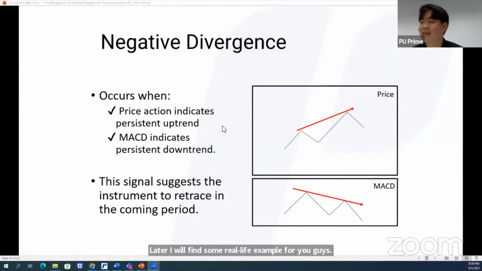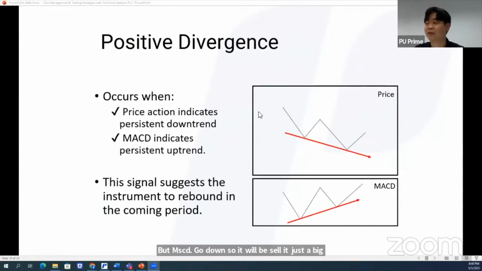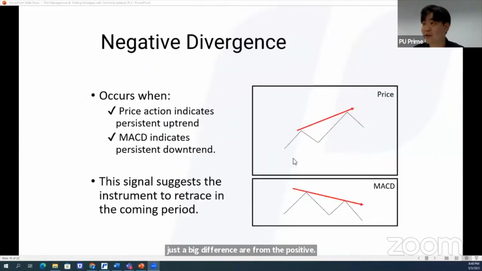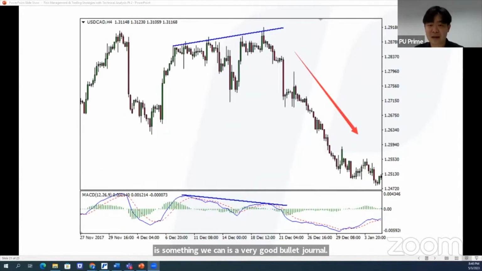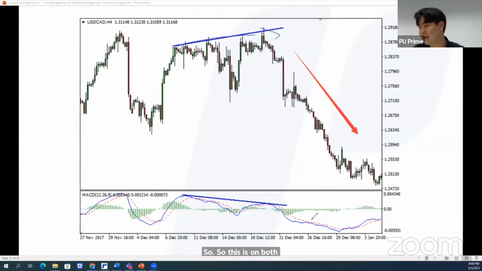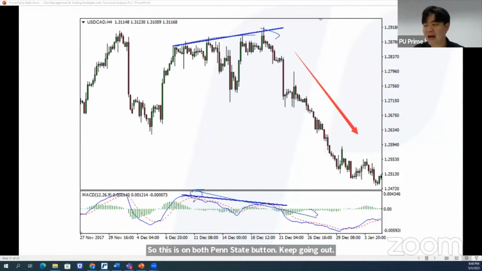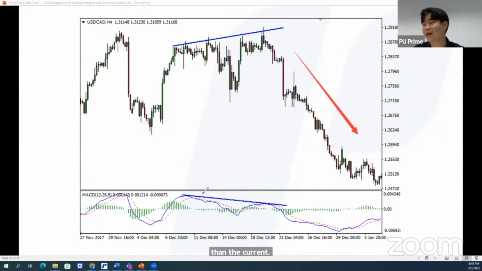And then this is the negative divergence. It's different. Negative divergence is when the price goes up but the MACD goes down, so it will be a sell. It's just a bit different from the positive divergence. Positive divergence is a very good bullish trend reversal. Negative divergence is a bearish trend reversal. So this is the example. The candlestick pattern keeps going up, but the MACD trend goes down. The previous high is much higher than the current high, so you can draw a downward trend line around here.